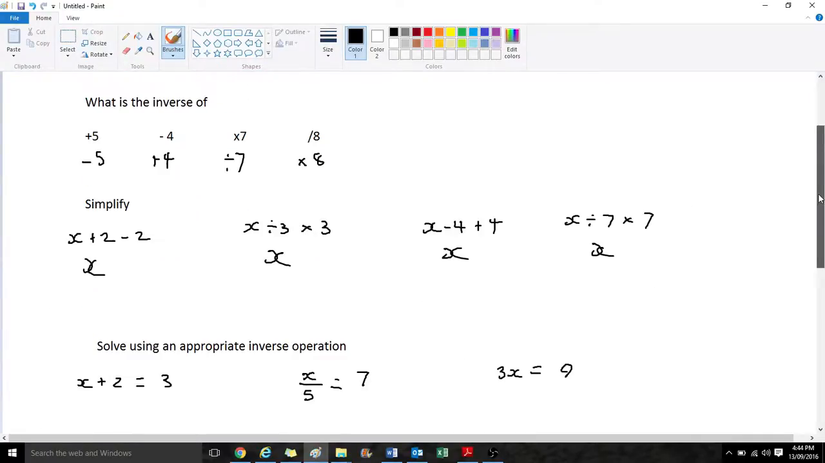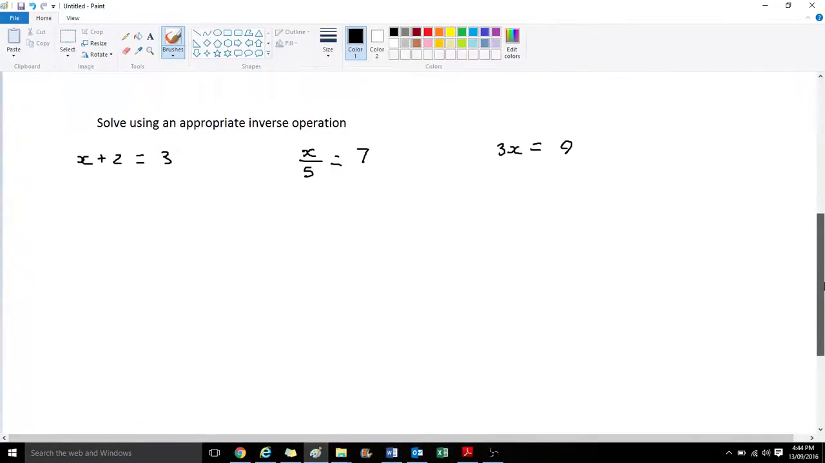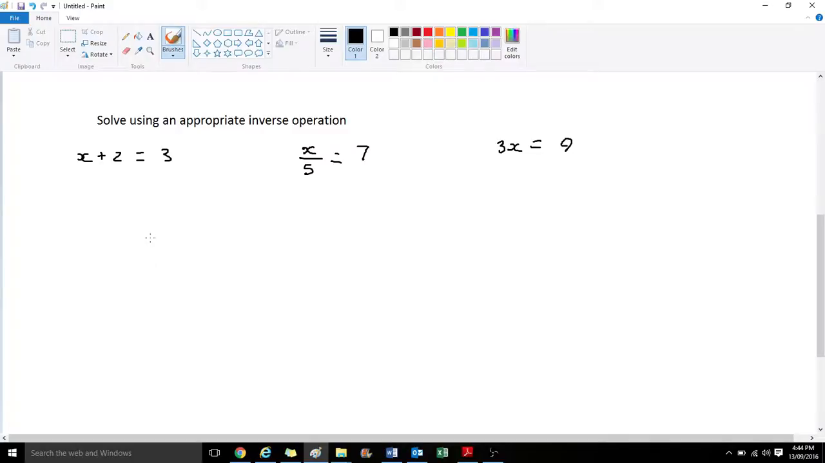All right, so now we can use a suitable inverse operation to solve some of these equations. And this is as hard as this gets. We've got x plus 2 equals 3. So whatever is happening to the x, we want to do the inverse of that. But remember, we need to do it to both sides. So the inverse of plus 2 is minus 2. So we're going to apply minus 2 to both sides.